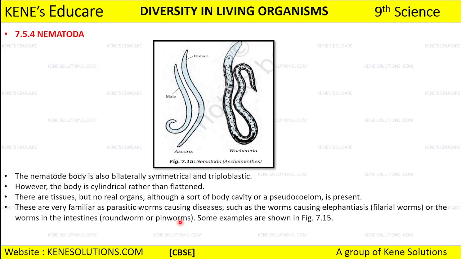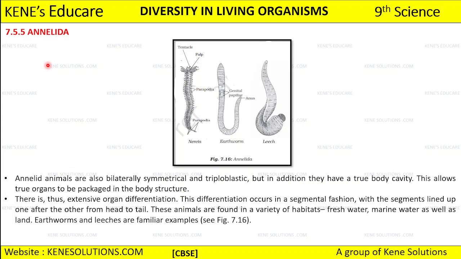Then the next phylum that we have is Annelida. Annelida are also bilaterally symmetrical and triploblastic. It means they have three layers, but in addition, they have a true body cavity, which allows organs to be packed into the body structure. There is extensive organ differentiation, and this differentiation occurs in a segmental fashion.